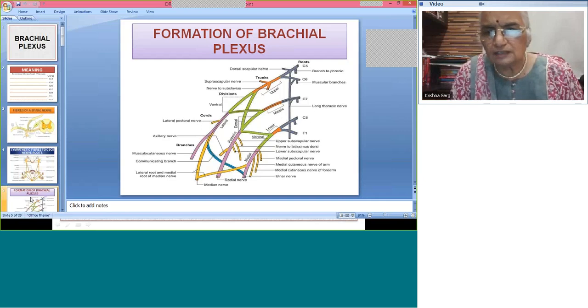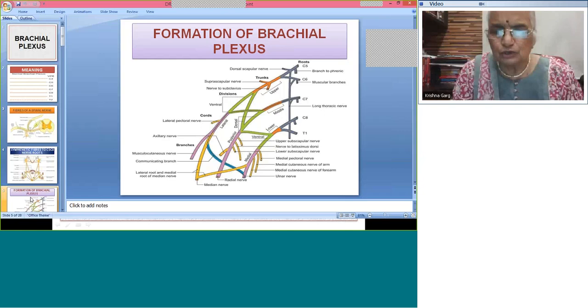The dorsal divisions of the upper trunk, middle trunk, and lower trunk join to form the thick posterior cord of the brachial plexus. The ventral divisions of the upper trunk and middle trunk join to form the lateral cord of the brachial plexus, and the ventral division of the lower trunk remains solo to form the medial cord of the brachial plexus.